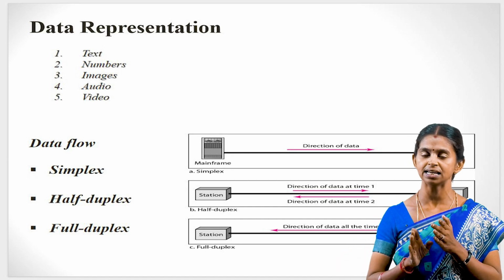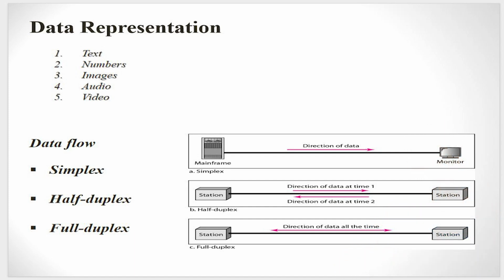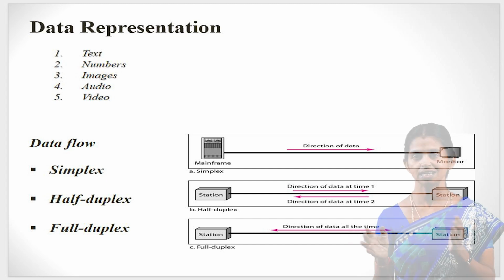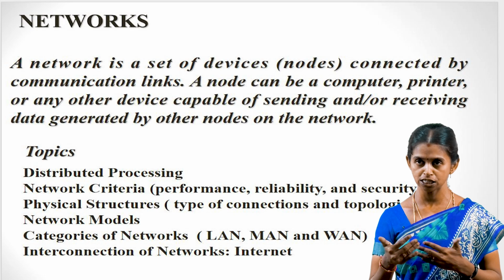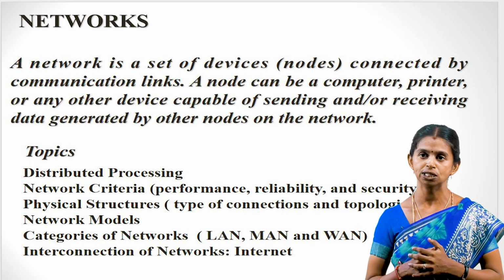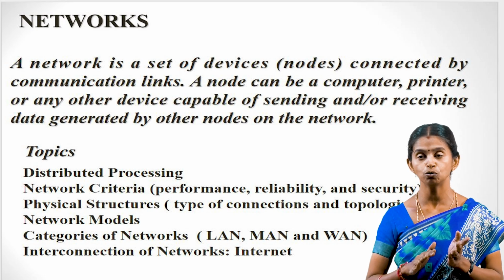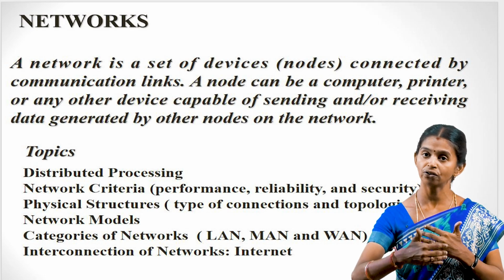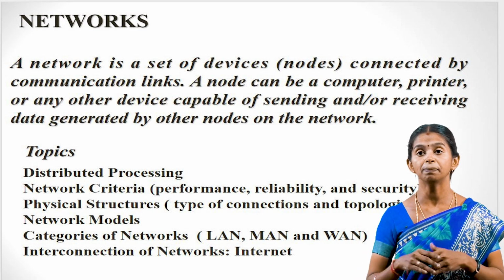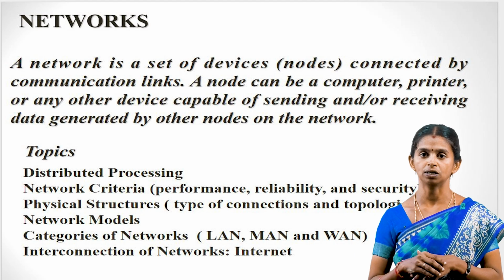In simplex, the data transfer is in one direction. In half duplex, the data transfer is by means of time. In full duplex, data transmission is in both directions. Network. A network is a set of devices, that is nodes, connected by communication links. A node can be a computer, printer or any other device capable of sending and/or receiving data generated by other nodes on the network.